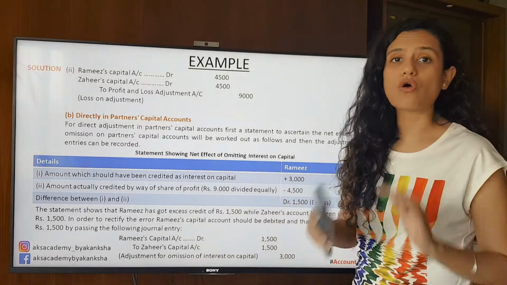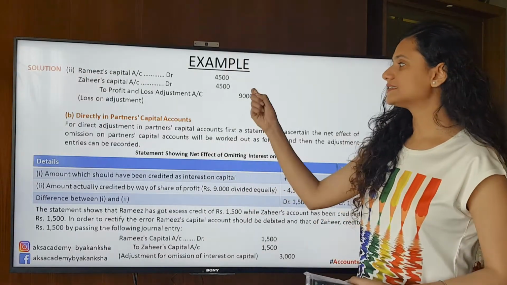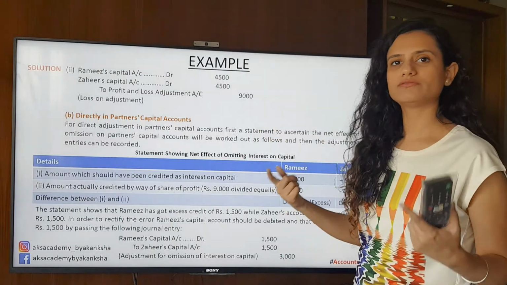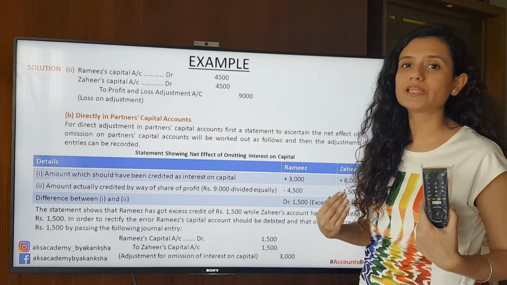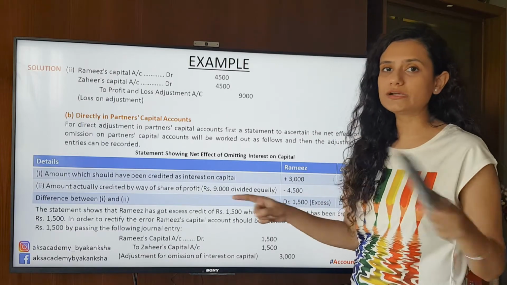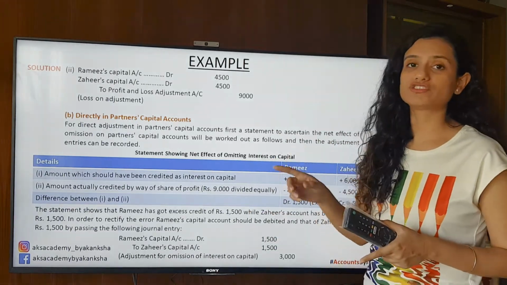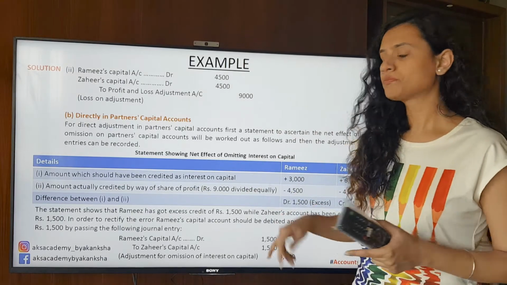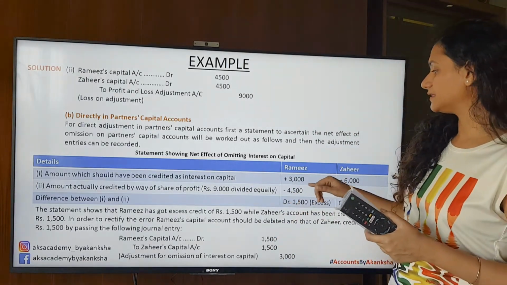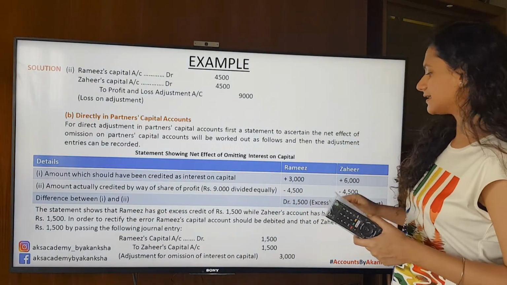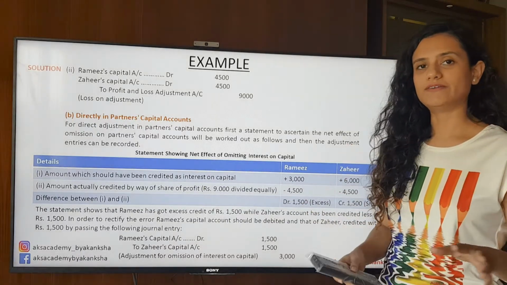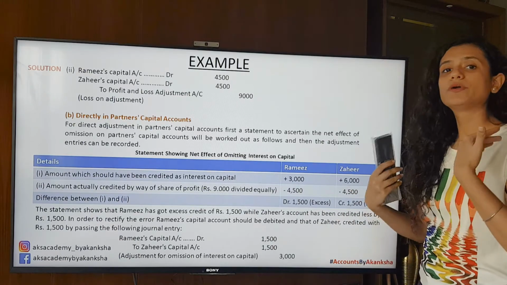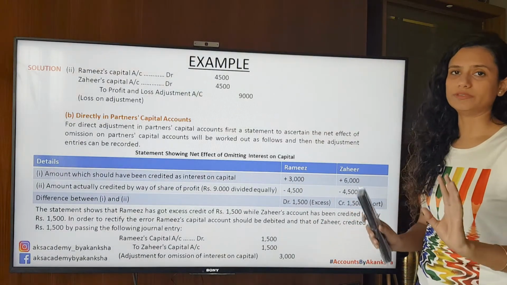Now what was wrongly given to them was this 9,000 of profit, which now needs to be taken away from them or taken back from them, and that is going to be in an equal distribution because their profit sharing ratio is equal. So 9,000 is going to be split amongst Rameez and Zahir in 4,500 and 4,500, but minus. Why? Because we are taking it away from them.